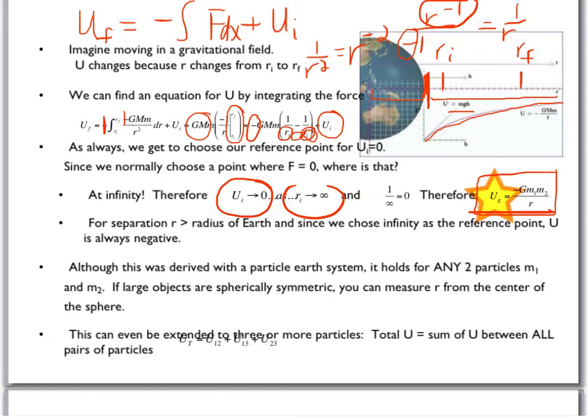Now, although this was derived with a particle and an Earth system, and that's how we described this, the equation holds for any two particles, m1 and m2. If you have very large objects that are spherically symmetric, you can measure the r distance from the center of the sphere. And this can even be extended to 3 or more particles. If you have 3 objects or planets or stars that are sitting some distance away from each other, you can find the total potential energy as the sum of the potential energy between all the pairs of particles. So find the U between these two, the U between these two, the U between these two, and you can find that total potential energy as just adding up all of those potential energies.